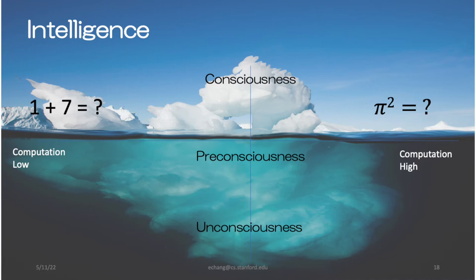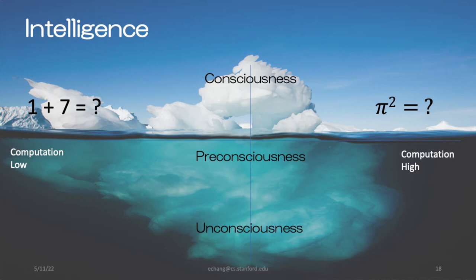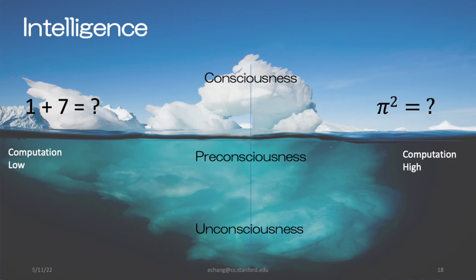This figure here shows there are two dimensions. On the x-axis is computational complexity. On the left-hand side, computational complexity is very low. On the right-hand side, the computation requirement is very high. And on the vertical axis, at the top is consciousness, and at the bottom is unconsciousness.